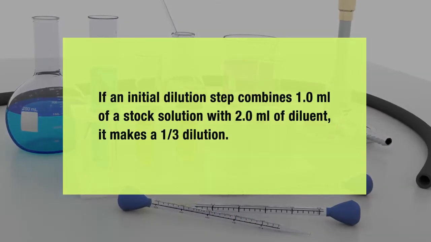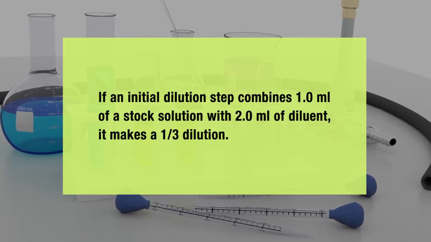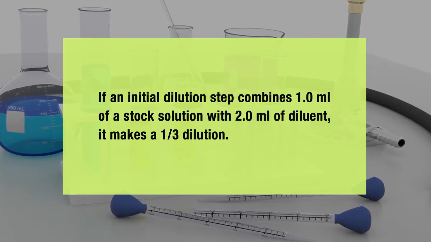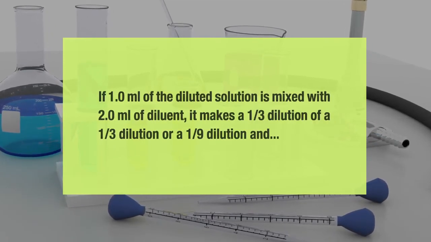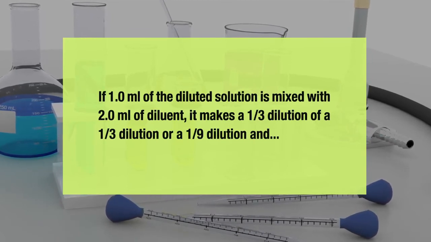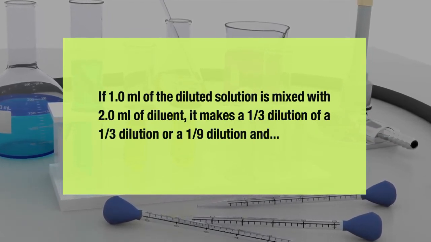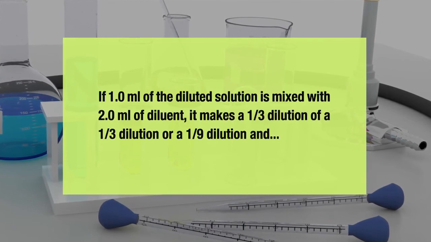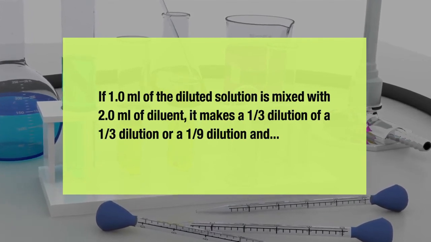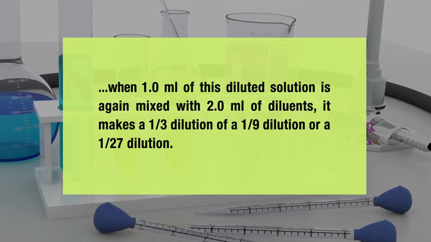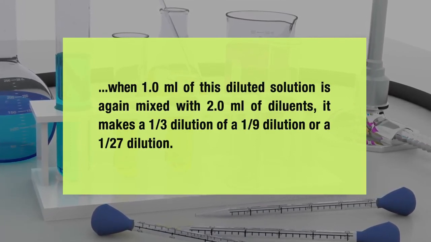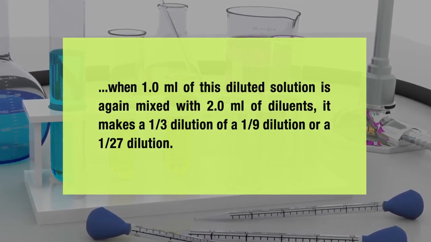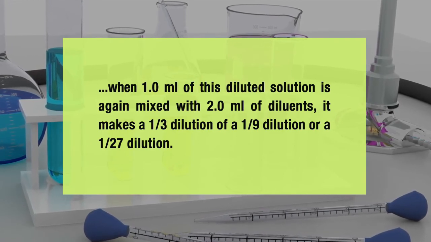For example, if an initial dilution step combines 1 ml of a stock solution with 2 ml of diluent, it makes a 1 out of 3 dilution. Further, if 1 ml of the diluted solution is mixed with 2 ml of diluent, it makes a 1/3 dilution of a 1/3 dilution or a 1 out of 9 dilution, and when 1 ml of this diluted solution is again mixed with 2 ml of diluent, it makes a 1/3 dilution of a 1/9 dilution or a 1 out of 27 dilution.